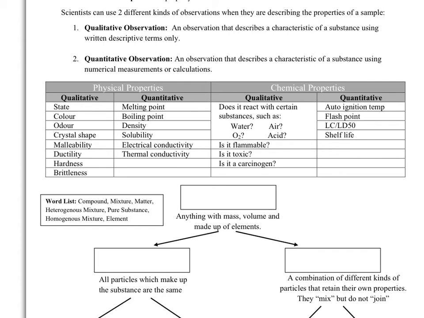Qualitatively, we can describe if something will react with water, air, oxygen, or acid, if it's flammable, if it's toxic, or if it's a carcinogen, which means it causes cancer. Quantitatively, we can describe things like its auto-ignition temperature. That's the temperature at which it will spontaneously burst into flames.